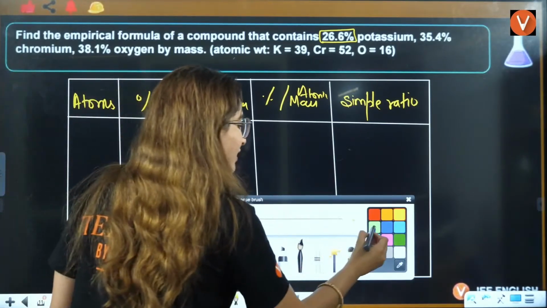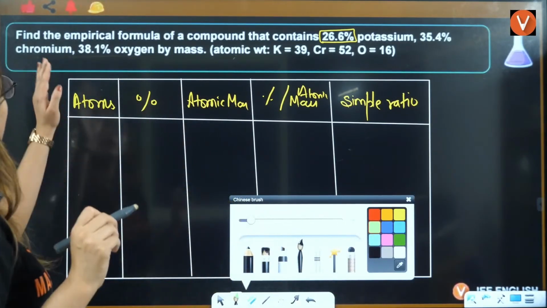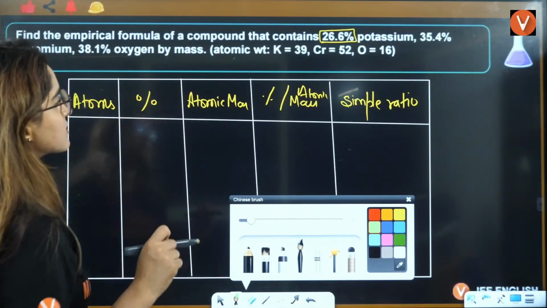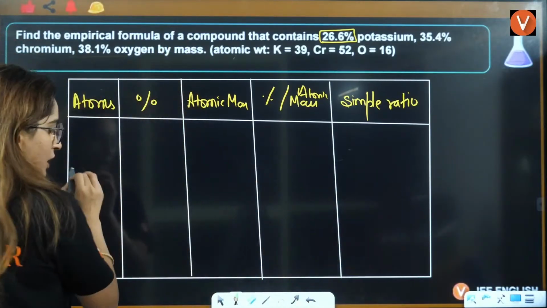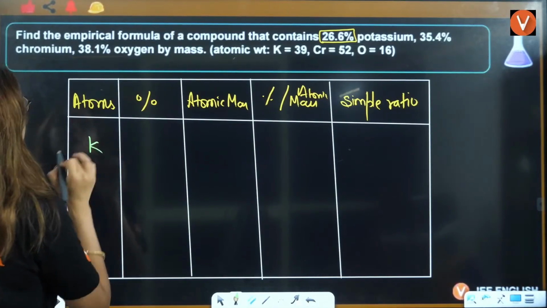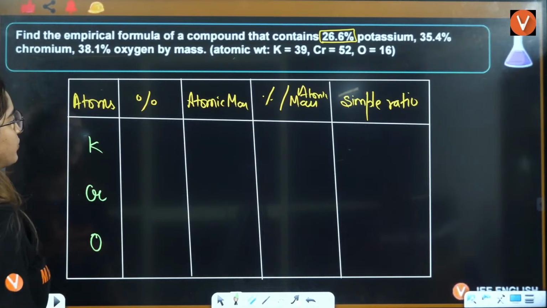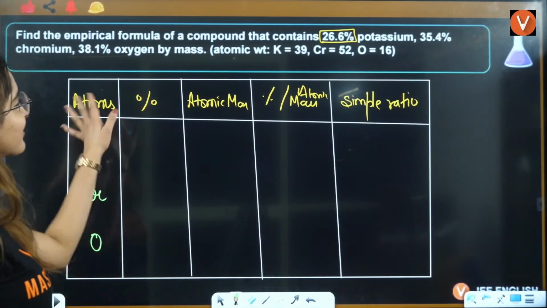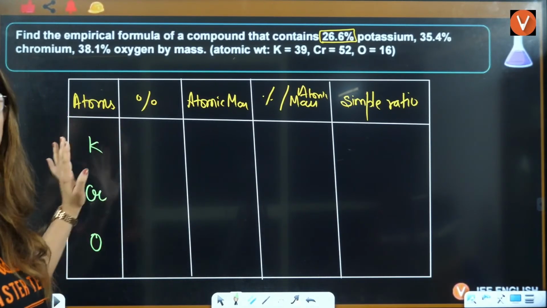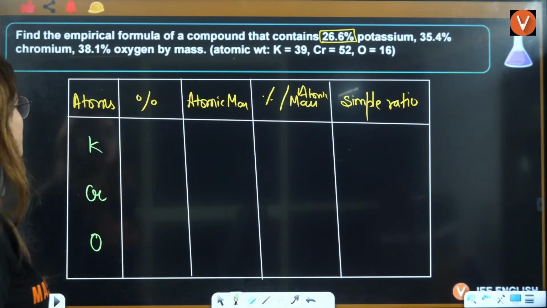Yes. So what is given to us? They have given that the empirical formula contains this much of potassium. Potassium is given to you, right? Chromium is given to you. Oxygen is given to you, right? See, by this only we have an idea what the compound is going to be, but still we have to solve it, right?